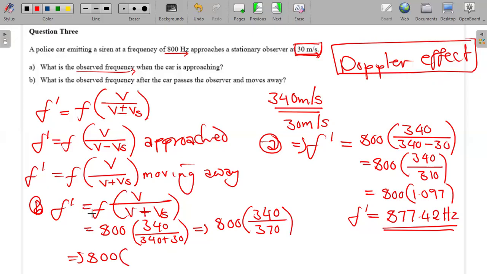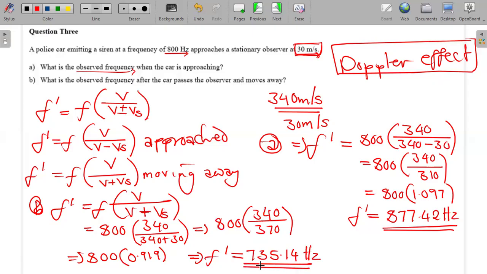340 divided by 370, yes, 0.919, like this. Okay, so that means finally our observed frequency will be equal to what? 735.14 hertz. As simple as that.